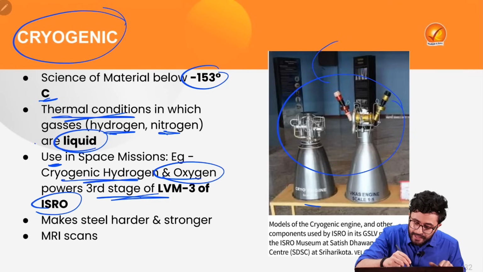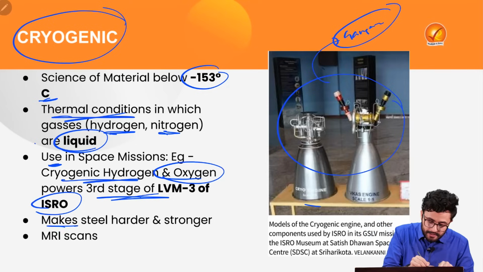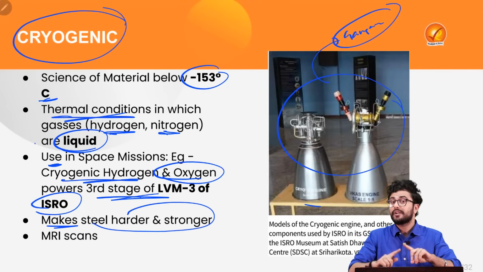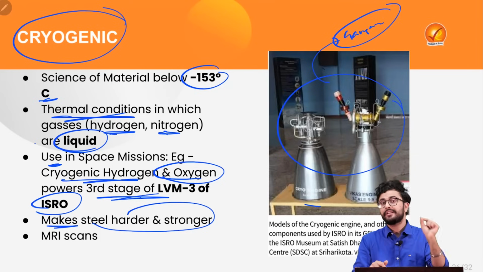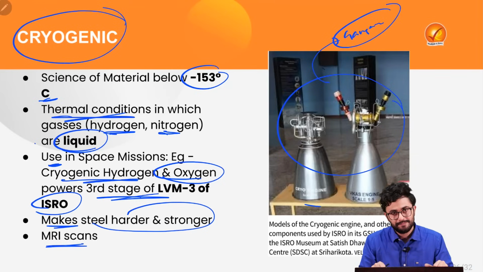which will eventually help us take our Indian scientists into space under the Gaganyaan mission. Then cryogenics can also make steels harder and stronger, and it is also used in magnetic resonance imaging or MRI scans as well.